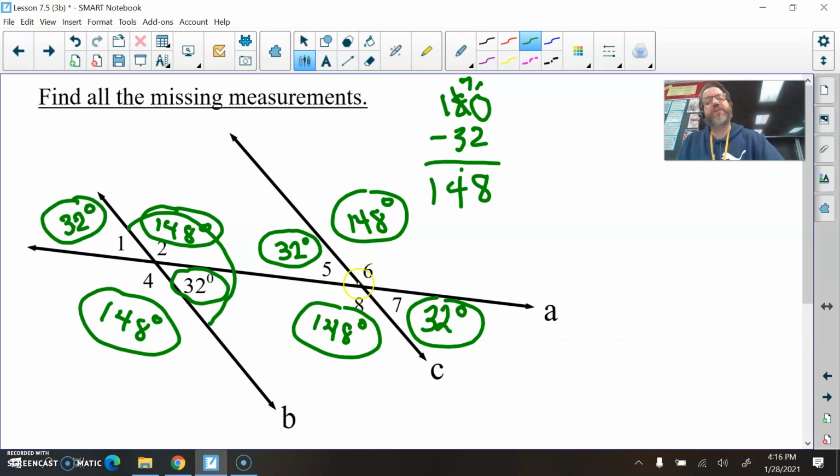6 and 8 are vertical angles, meaning they're congruent. 8 and 4 are corresponding angles, meaning they are congruent. 8 and 2 are alternate interior angles, so they have to be congruent. And you see these 8 angles are one of 2 measurements. There are only 2 measurements in this entire figure, 32 degrees and 148 degrees. So many terms.